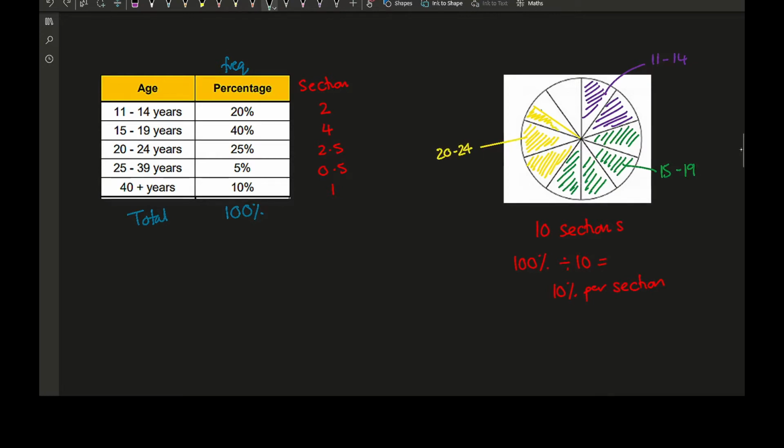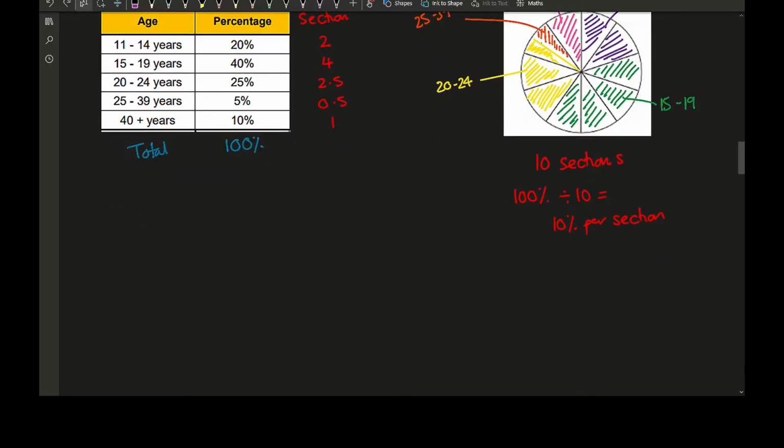The next one, which is 5%, which is a half, and that's just going to be this last little bit here in this section. Again, I'm going to label that as 25 to 39. And then the last section, I'll go for pink, and that's going to be 40 plus. There we go, and there is our completed pie chart for when we're working with percentages.